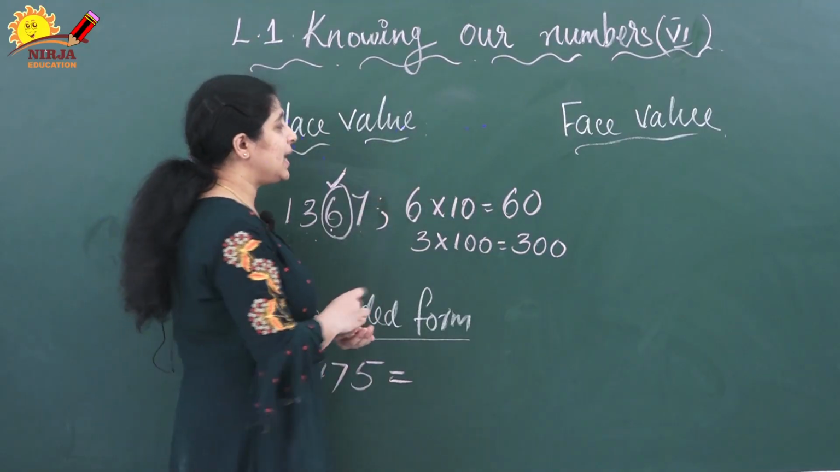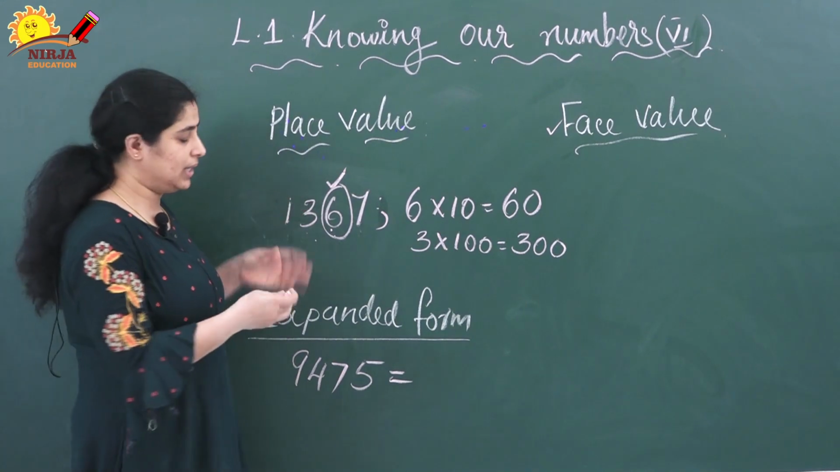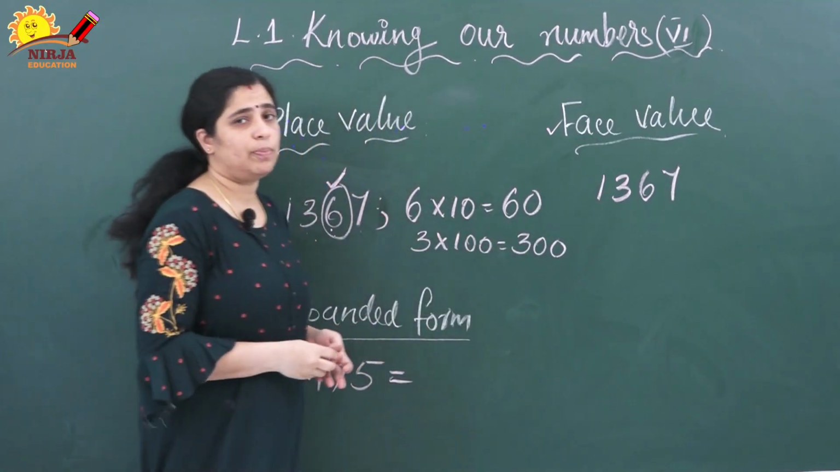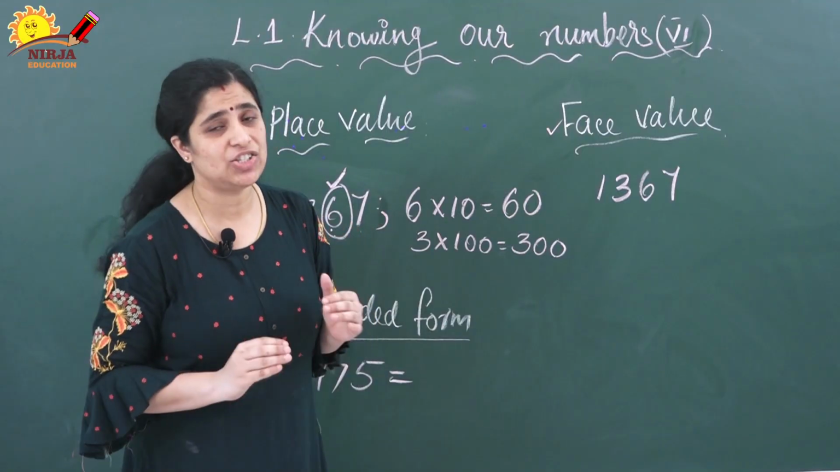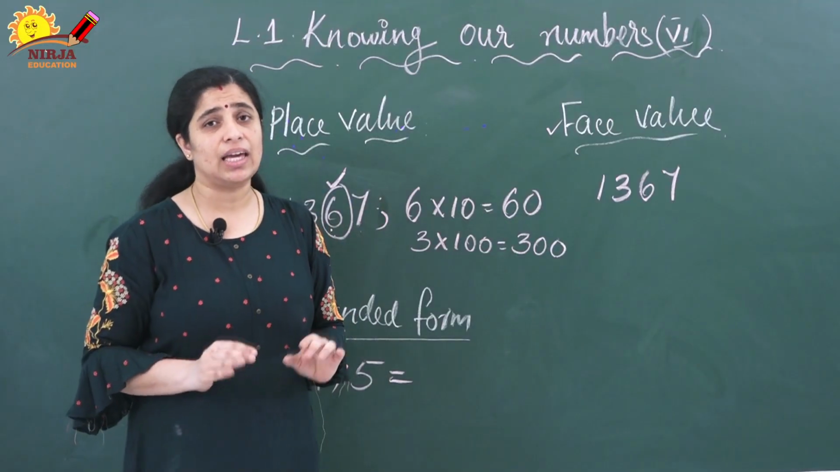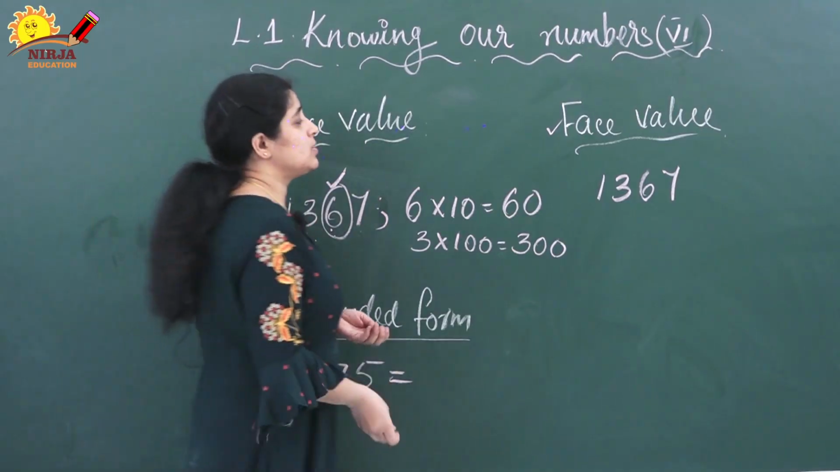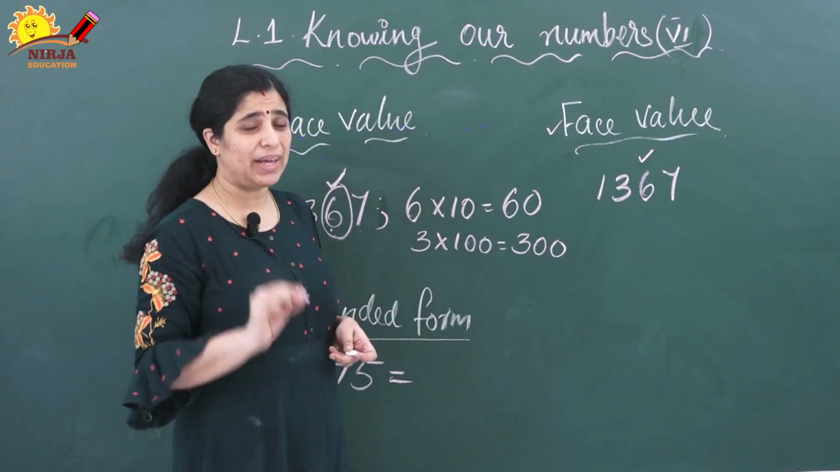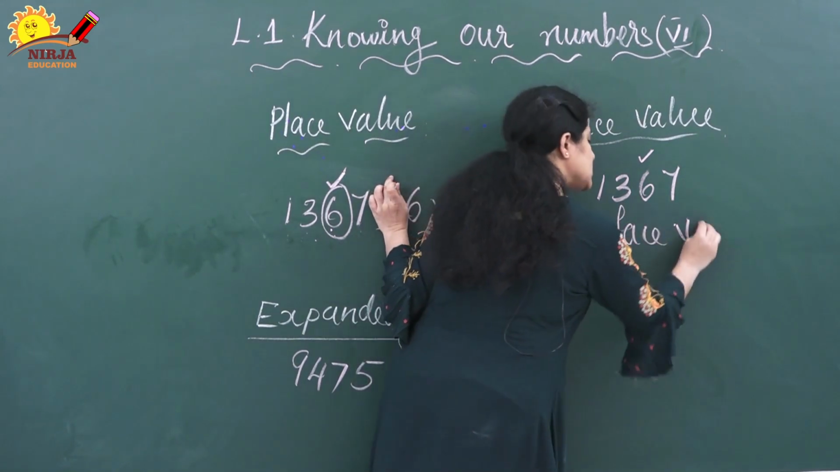Now we are going to the next one, that is face value. I am taking the same number only, that is 1367. In face value, no need to consider the place in which the digit is lying. You have to simply write the digit only. Suppose the question is, write the face value of 6. Face value, not place value. Face value of 6. So face value will be 6 only.